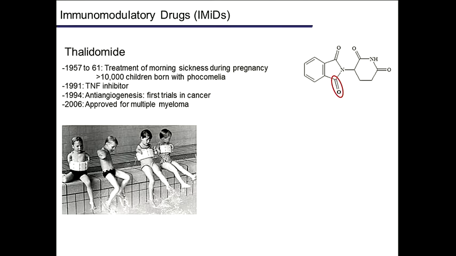But it became clear quite soon after it was introduced into clinical practice that children that were born to mothers who had taken thalidomide during pregnancy were born with limb bud defects called phocomelia, and some did not survive, some did, and so it was quickly taken off the market. But subsequent to that, the research with this continued.